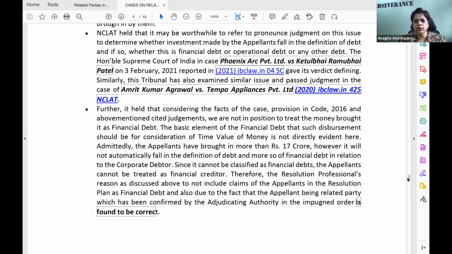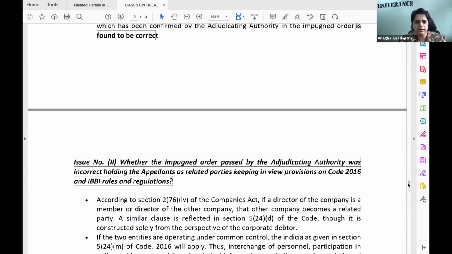Admittedly, the appellants have brought in 17 crores. However, it will not automatically fall in the definition of debt, and more so financial debt in relation to the CD. Since it cannot be classified as financial debt, the appellants cannot be treated as financial creditors. Therefore, the RP's reason to not include the claims of appellants in the plan as financial debt, and also due to the fact that the appellant is a related party, which has been confirmed by the NCLT in the impugned order, is found to be correct. So this was upheld in that case.